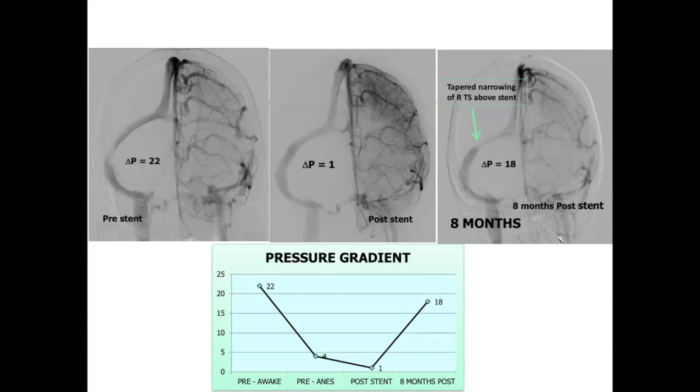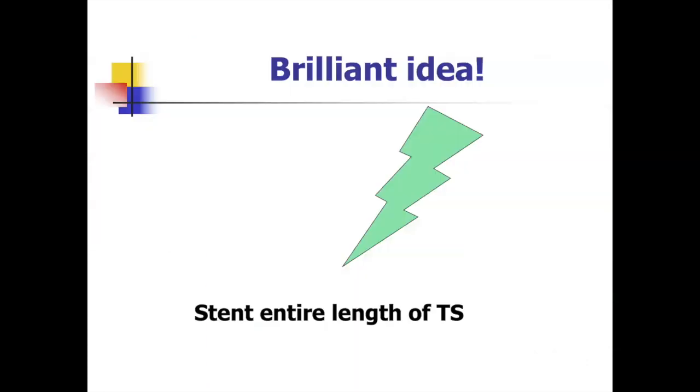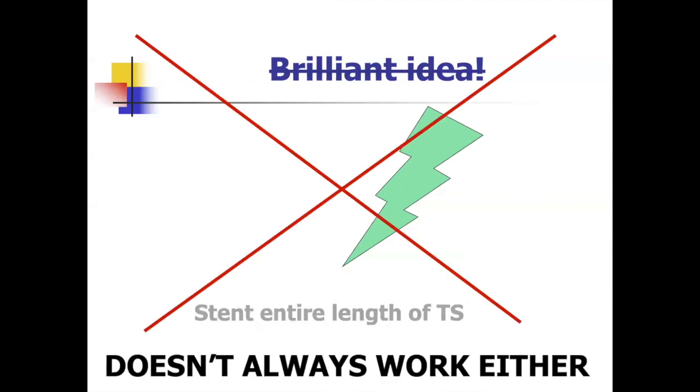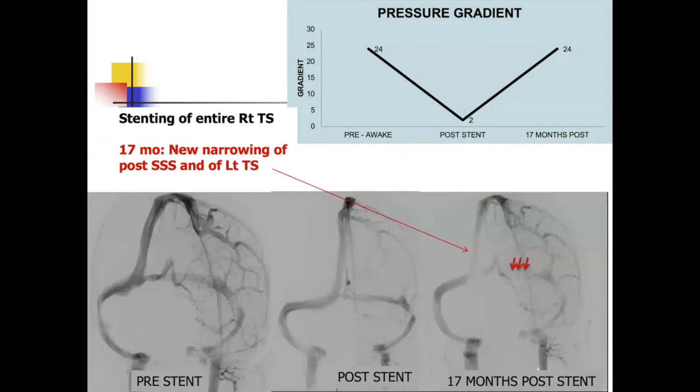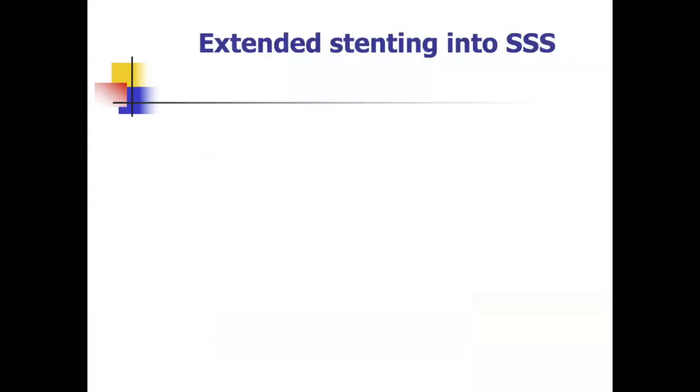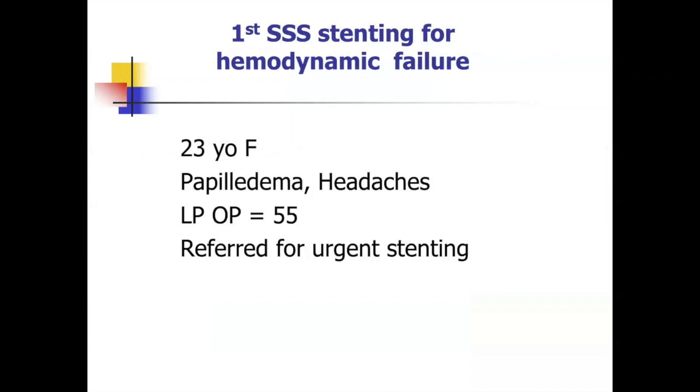And that's just extrinsic stenosis compression. And so we had this brilliant idea about 10 years ago, let's just stent the whole thing. Well, that doesn't work either, because what happens is just what you just showed here, Dr. Ramos, that now you get a posterior superior sagittal sinus stenosis, and you also tend to compress the contralateral transverse. So extended stenting. This was the first one we did in 2012.